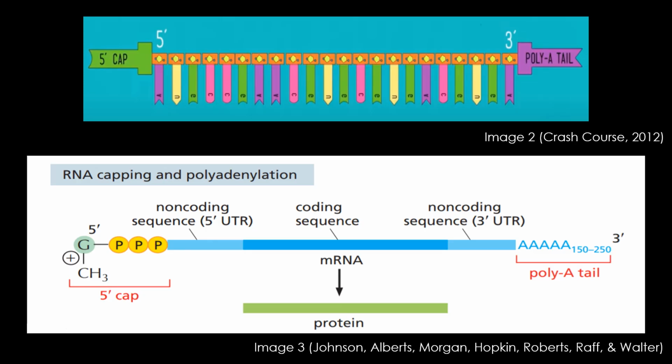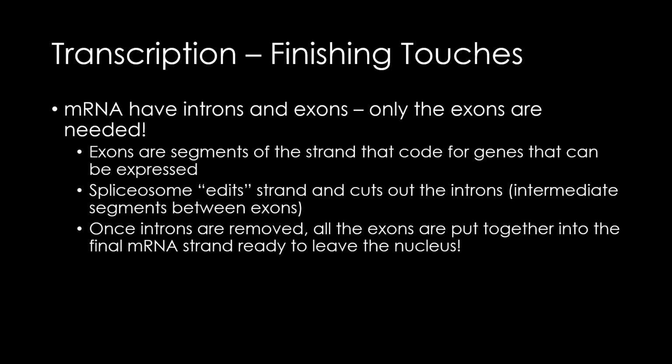These two images show the 5' cap and the poly A tail being put onto the mRNA strand. Notice that the 5' cap goes on the 5' end of the strand and the poly A tail goes on the 3' end. mRNA have introns and exons, but only exons have sequences that encode for actual genes. Thus, the introns need to be removed.